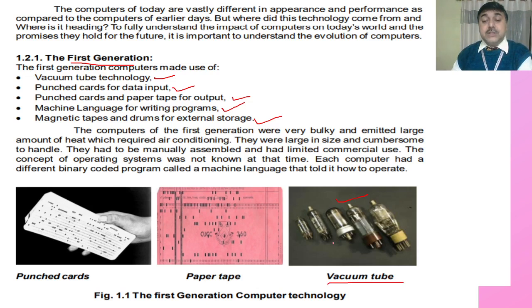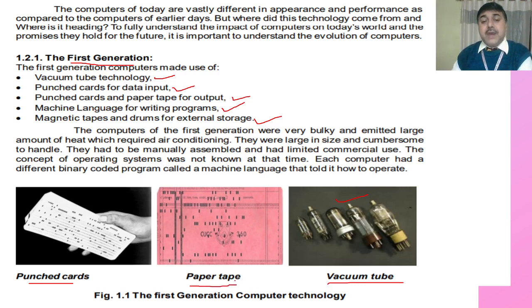These are small in size. The vacuum tube previously was very big, bigger than this one, the first one. And this is the punch card, which is utilized for data input. And we have the punch card paper tape for output. The data is outputted in this particular pattern.